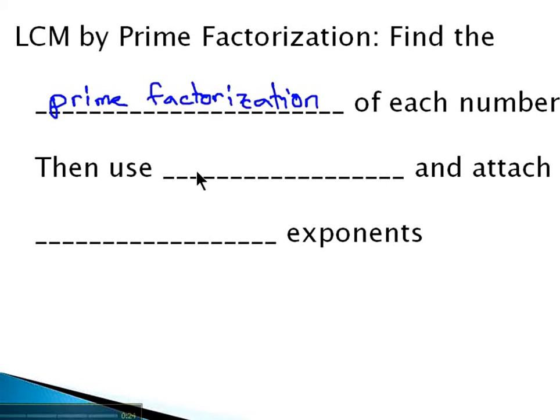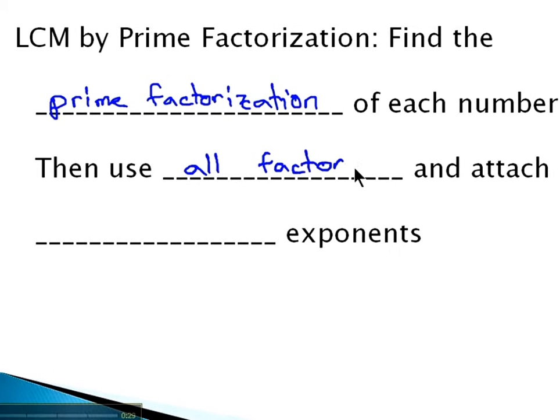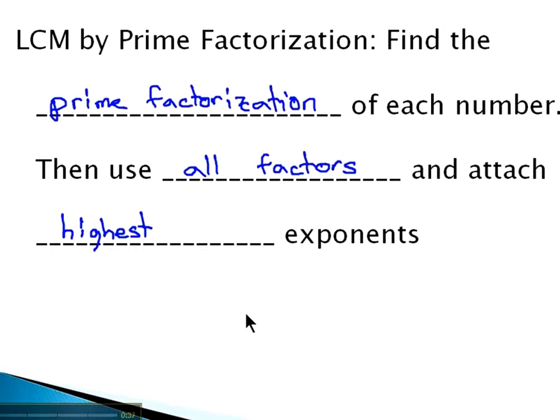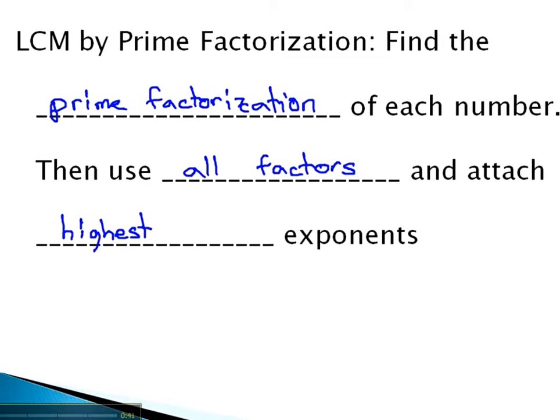working with. We will use all the factors in the least common multiple and attach to each factor the highest exponent that appeared on each factor. The highest exponent on a 2, the highest exponent on a 3, the highest exponent on a 4, and so on. So for example, if we were asked to find the least common multiple of 24 and 36, we would start by finding the prime factorization of both 24 and 36.